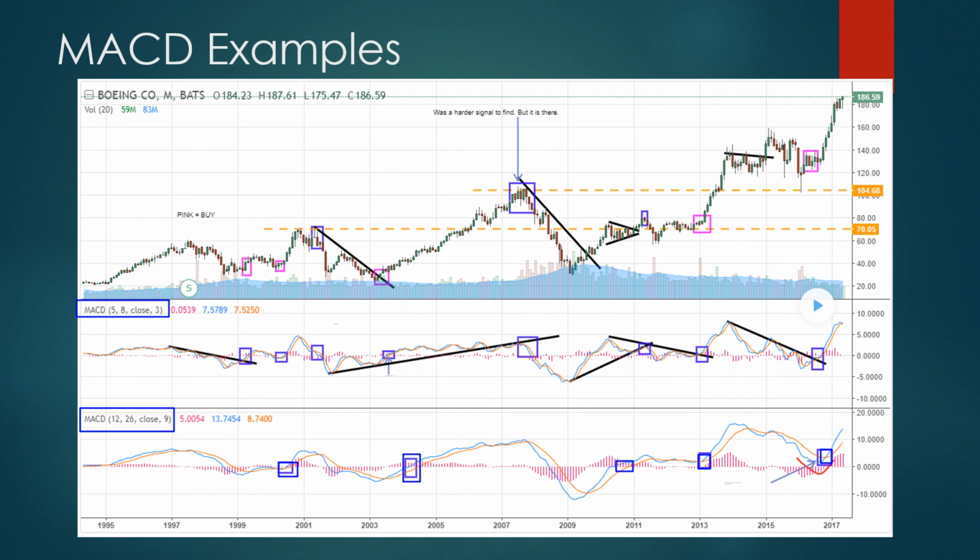Here we have a break of a trend line. Break of a trend line followed by a signal crossing right here. I haven't really talked about that much, but you have a break of a trend line. We move lower. It's a harder signal to find, but it's there.